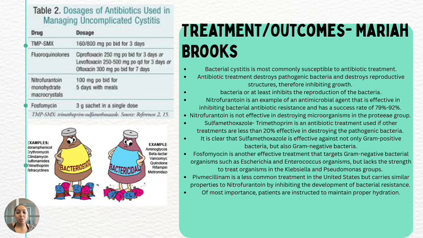Bacterial cystitis is most commonly susceptible to antibiotic treatment. Antibiotic treatment destroys the pathogenic bacteria, or it can inhibit the growth of the bacteria at its source. An example of an antimicrobial agent that is used against this infection is nitrofurantoin, which is very effective in inhibiting the bacteria and preventing antibiotic resistance, and has a success rate of about 79% to 92%.